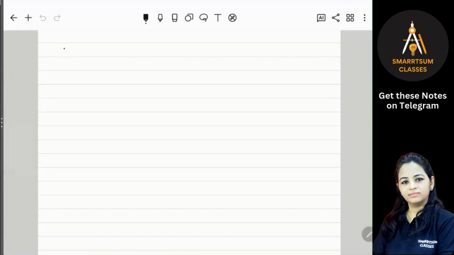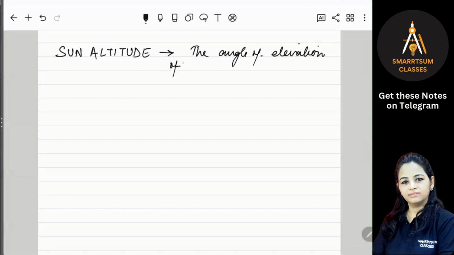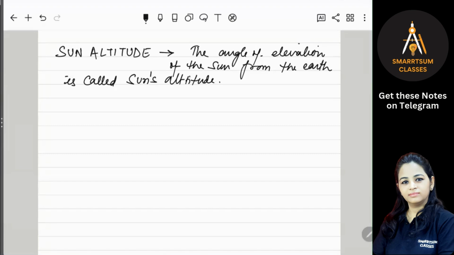Now, what is sun altitude? The angle of elevation of the sun from the earth is called sun altitude. So write down: the angle of elevation of the sun from the earth is called sun's altitude. Okay, so this is sun altitude.